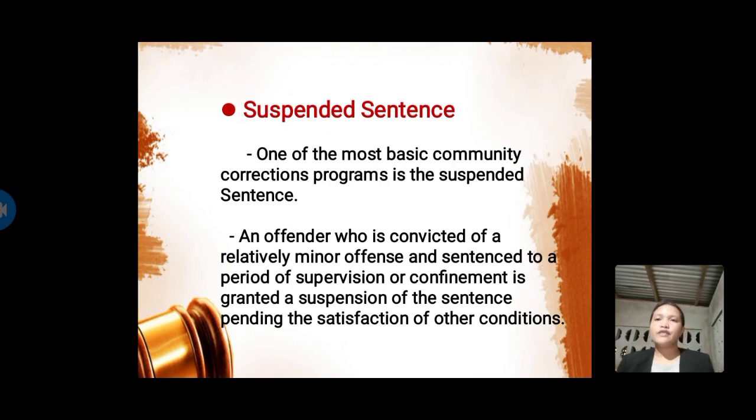So next we have the suspended sentence. One of the most basic community correction programs is the suspended sentence. An offender who is convicted of a related minor offense and sentenced to a period of supervision or confinement is granted a suspension of the sentence pending the satisfaction of other conditions.